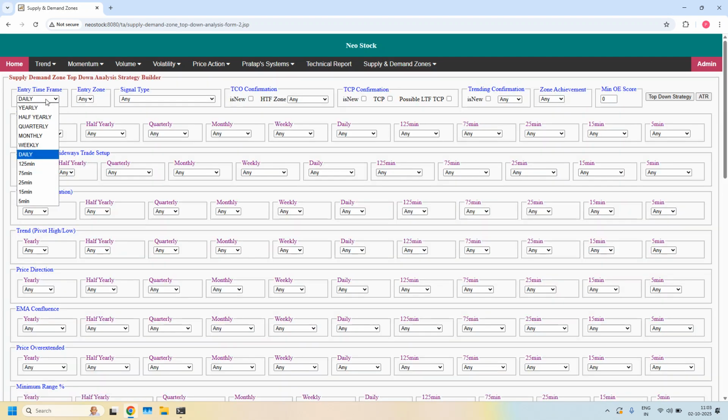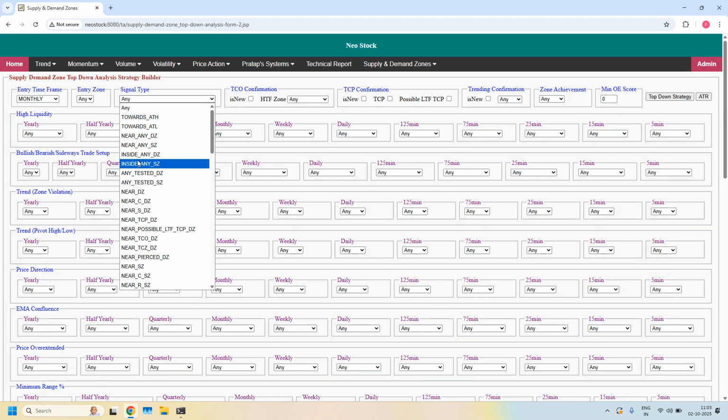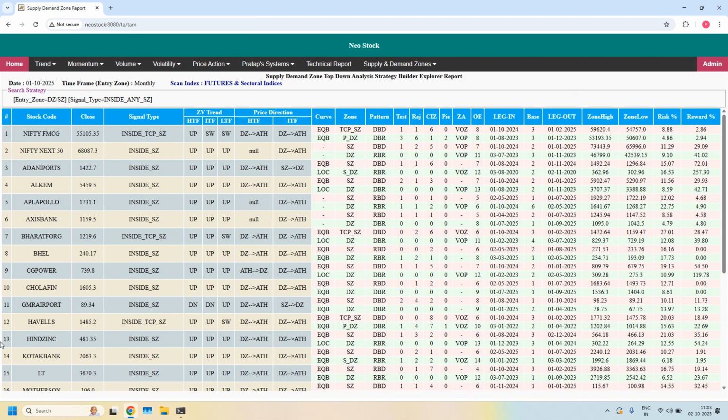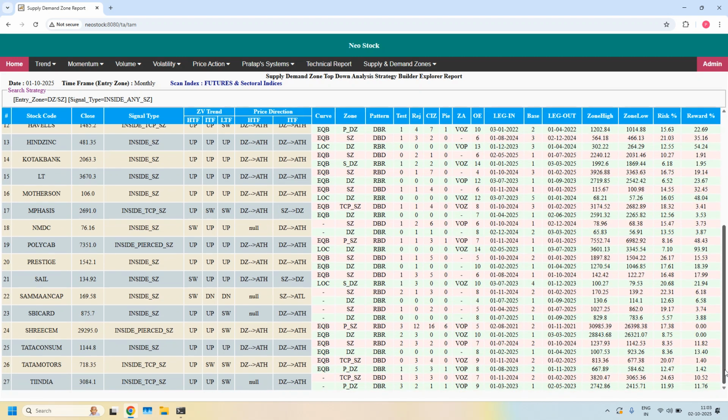Okay, next, price closed inside the monthly supply zone. First 15 stocks in the list. Scrolling the list down. Total 27 stocks are filtered.